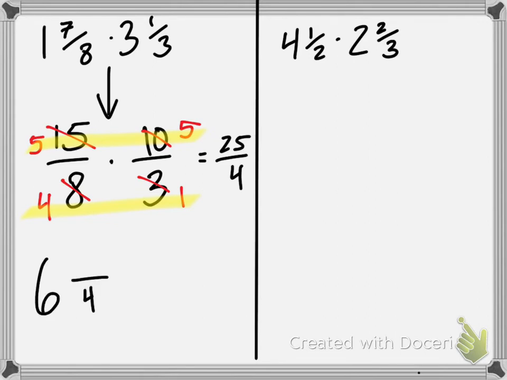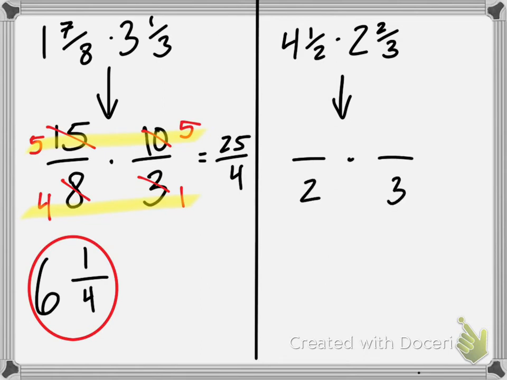Our denominator stays the same. And what was 4 times 6 again? 24. Perfect. So we take 24 away from the numerator. 25 minus 24 is 1. We get 6 1/4. Let's make these into improper fractions.